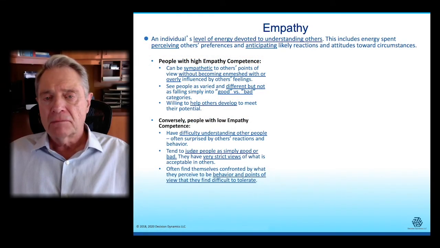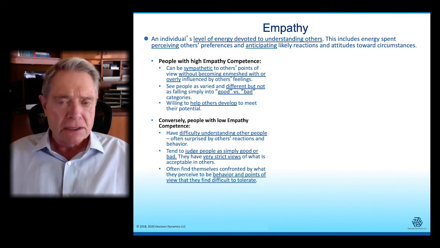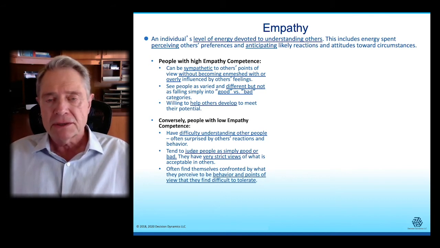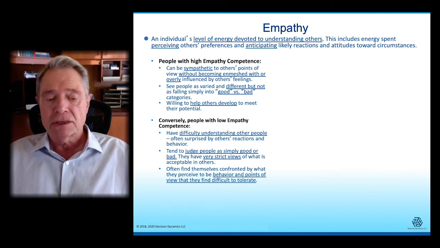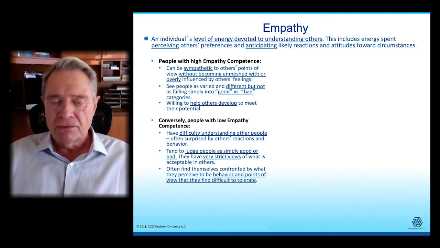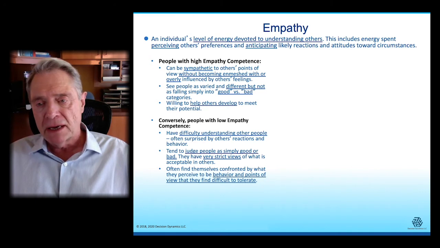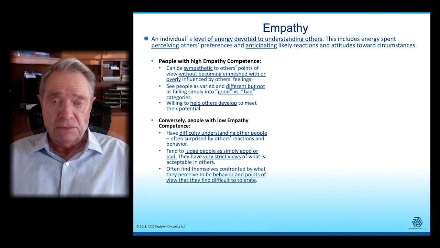On the other hand, people who are low on empathy are often puzzled by other people's behavior. They may not put much of their energy into anticipating how people will respond to different kinds of messages or different kinds of circumstances. And then later on, they may be surprised by the kinds of reactions they get. And they might simply have an inclination to judge people as being good versus bad without seeing the range of other possibilities beyond those two extremes.